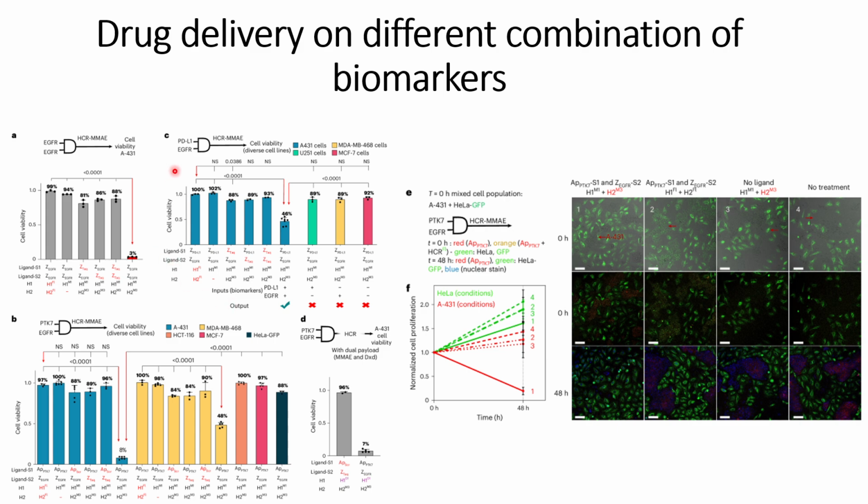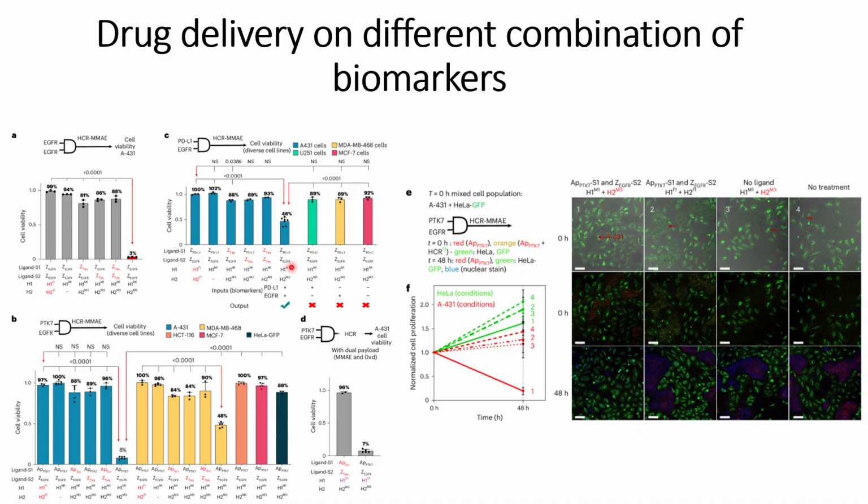Afterwards, they checked it for different biomarker combinations also, that is PD1, PDL1, and EGFR in the same four cell lines, and they are able to see cell death in the case of the A431 cell line when both the biomarkers are expressed. Whereas since both the biomarkers are not present in the other cell lines, they do not see significant cell death in other cases.